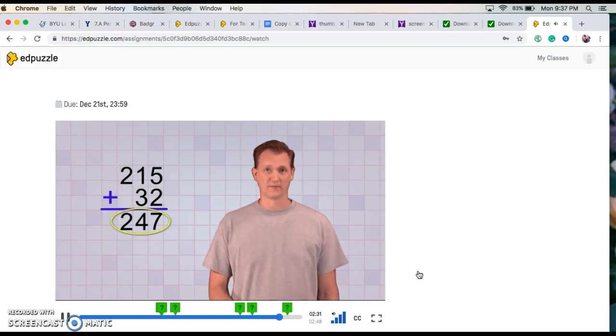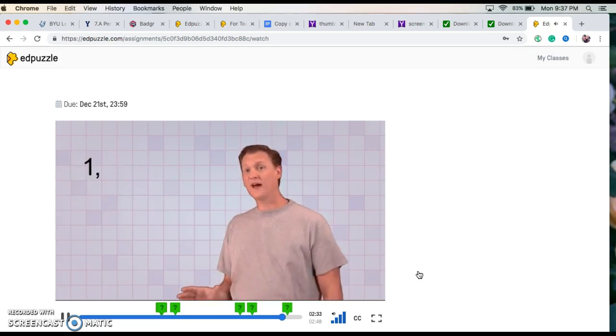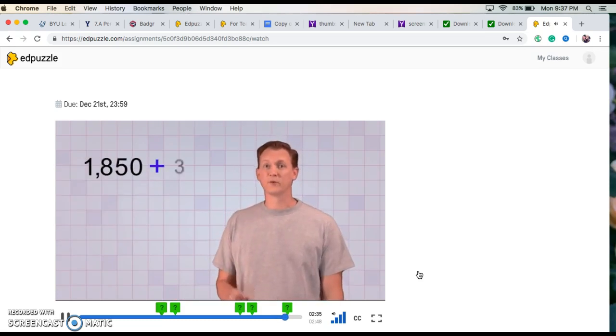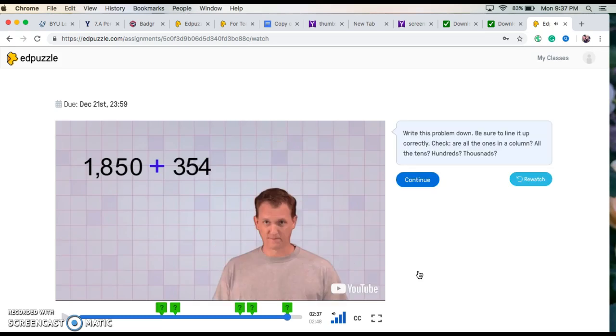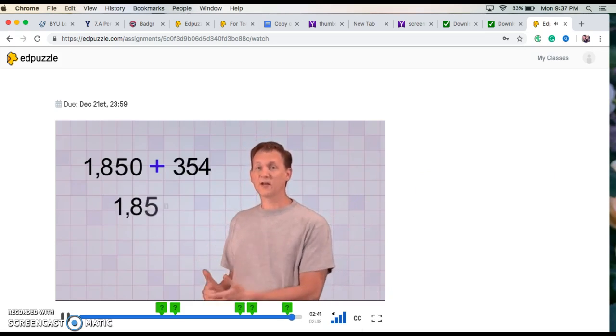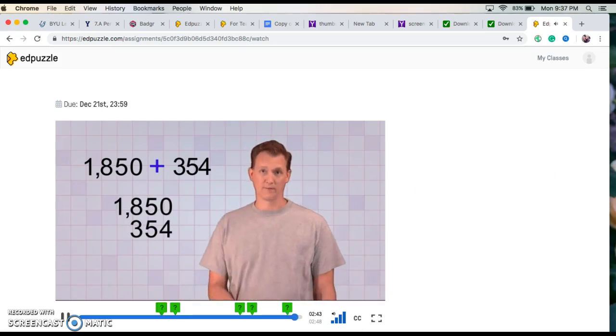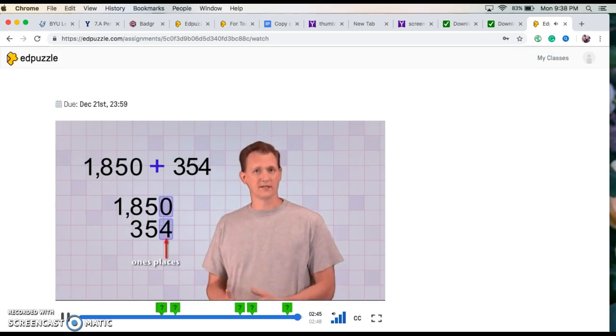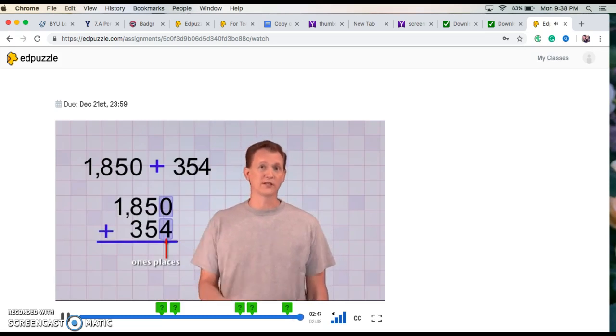Let's try another example. This one's a little harder. 1,850 plus 354. Okay, the first step is the same. We need to stack the numbers up so we can add each number place column. Be sure to line up the ones places and draw your line and plus symbol just like in the last one.